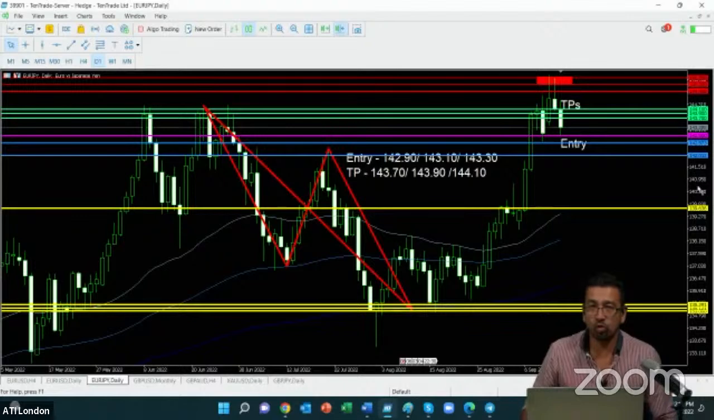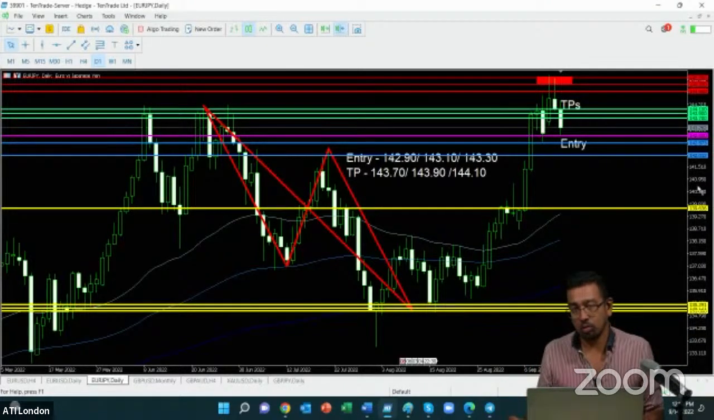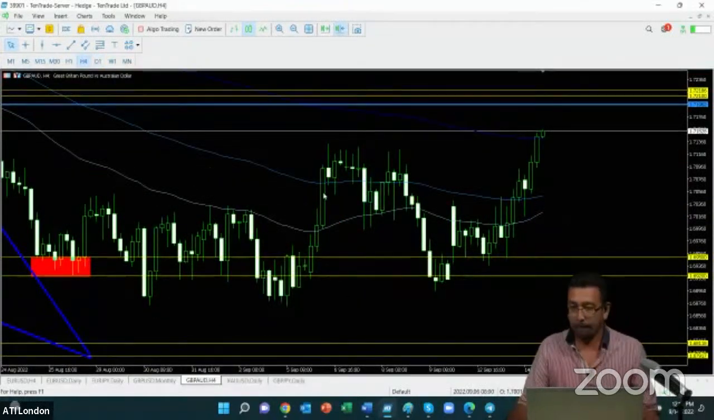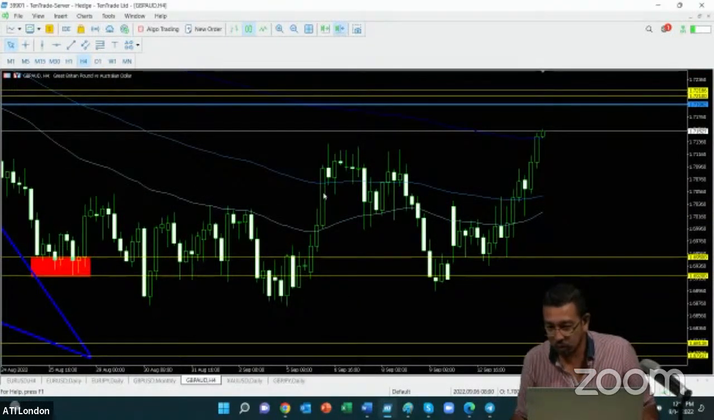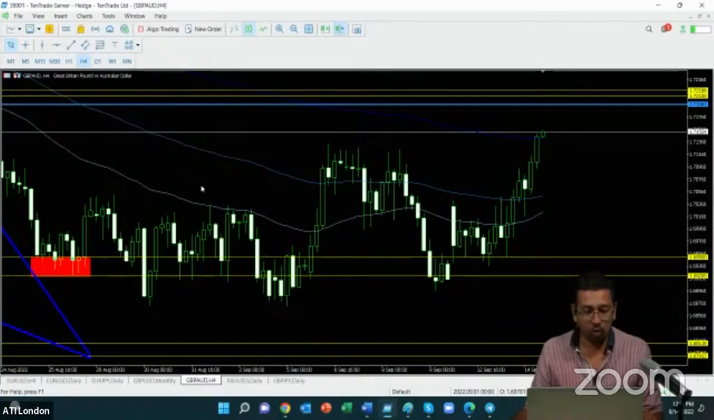This is for Euro JPY. One single entry, but you've got two TPs, right? Or you can have two trades, two entries of the same price, but each one has got two different TPs. It's entirely up to yourself. Okay, is that clear for the Euro JPY side of it, before we move to the GBP AUD side of it? Okay, all right. We'll go on to GBP AUD.